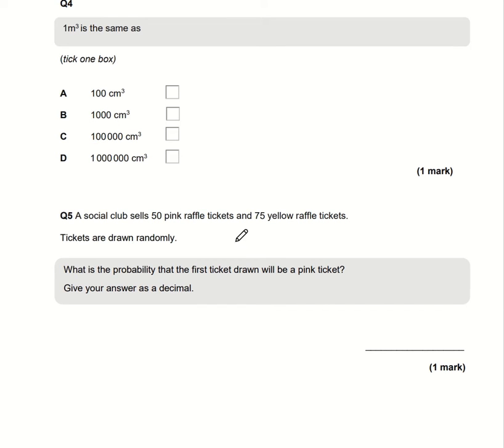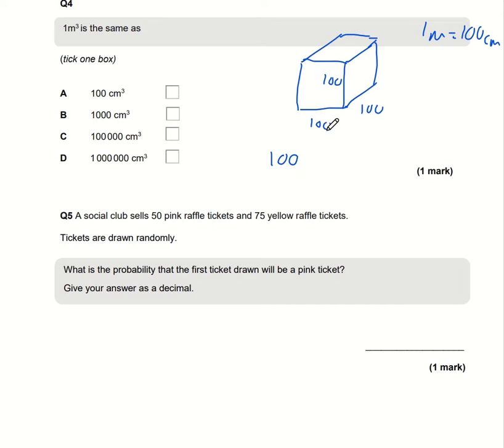Question number 4. 1 cubic meter is the same as what? Well, this is quite tricky. So here is a cube, and instead of making each dimension 1 meter, we know that 1 meter is 100 centimeters. Well, I hope we do. So the volume is going to be 100 times 100 times 100. So 100 times 100, stick on another 2 zeros, times 100 again, stick on another 2 zeros. So that is 1,000,000 cubic centimeters, which is answer D.